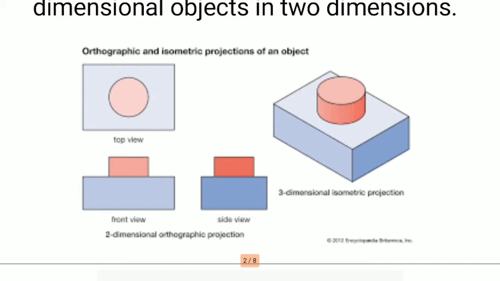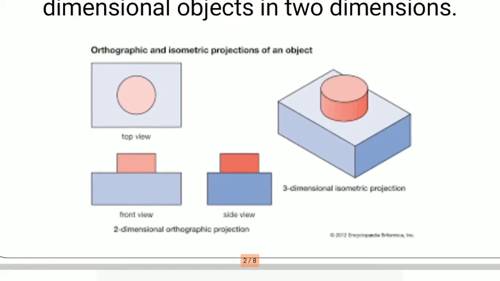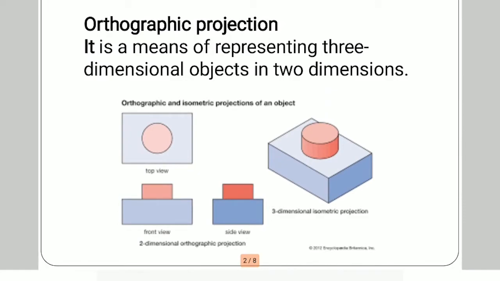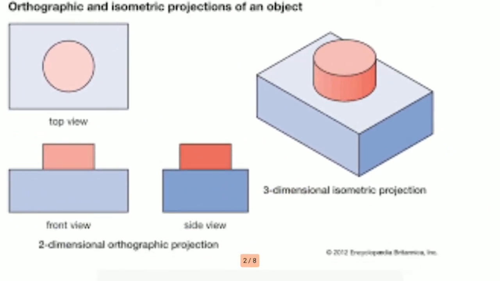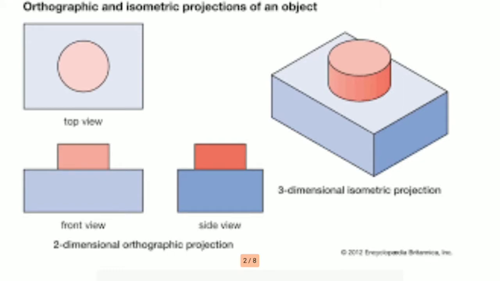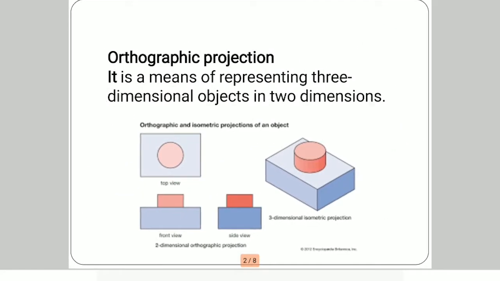So the top view is an orthographic projection of this. Then again, the front view is also an orthographic projection of this object, and this is the side view. So this top view, front view and side view, these three are the orthographic projections of an object, and this 3D view is called the isometric projection of an object.